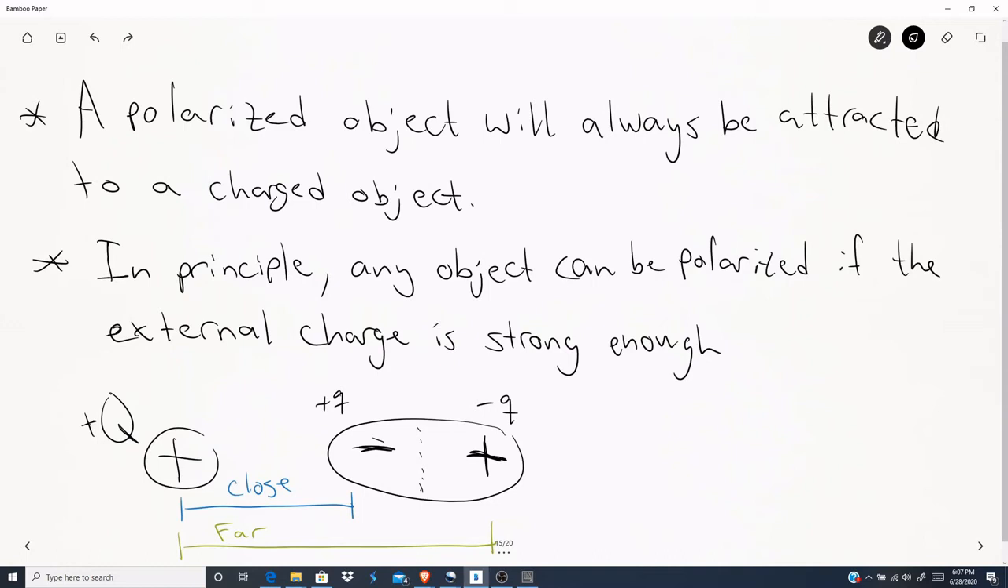Your fingers, for instance, or just a human body in general, because you're mostly an electrolytic solution, you have a lot of moisture inside your body, and there's a lot of dissolved ions in the form of salts. So what you'll find is that if you put an external charge near your finger, it will become easily polarized, and it'll be able to attract both positively charged and negatively charged objects.